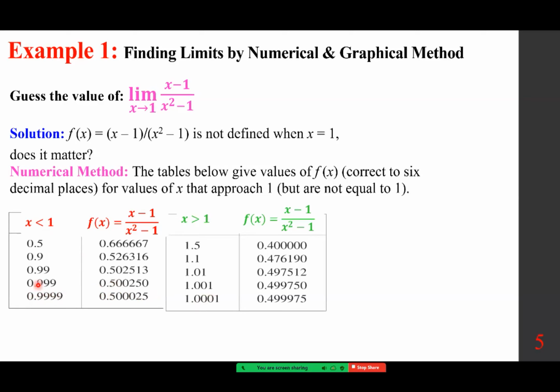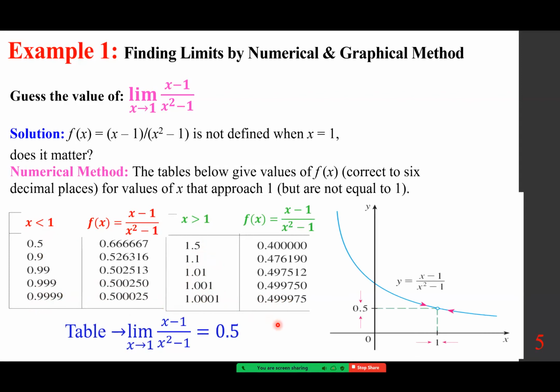This is among those. There are more. If I add more nines, it becomes even closer. And among those, this is the closest number to 1 from the right. And if you compare these two, it appears numerically the answer is 1/2 or 0.5. Again, if you have any doubts, you can do a couple more and you see the answer.